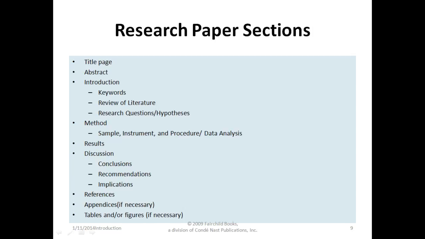And here are the different sections of your research paper. You'll have a title page, an abstract, and an introduction that will include your review of literature and your research questions or hypothesis. You'll have a methods section that will talk about your sample, your instrument, your procedure, and data analysis. You'll have a results section, and then a discussion section with conclusions, recommendations, and implications. And then at the very end, you'll have your references.